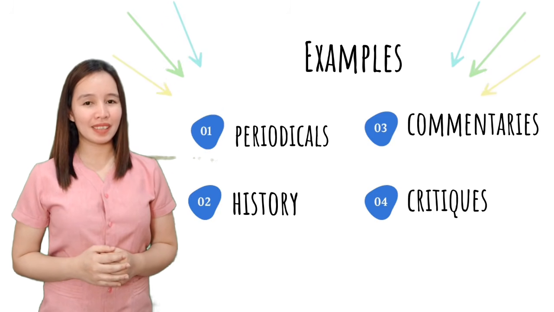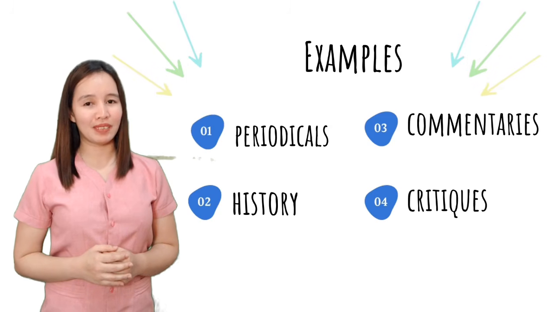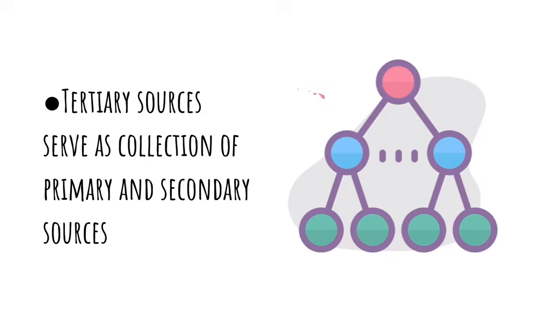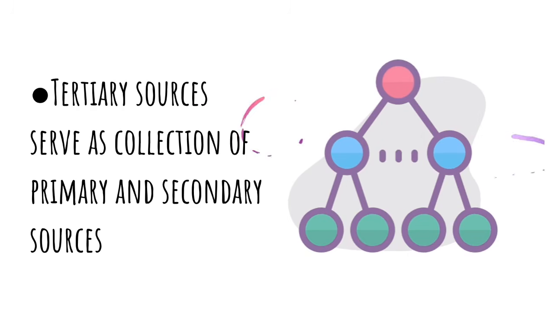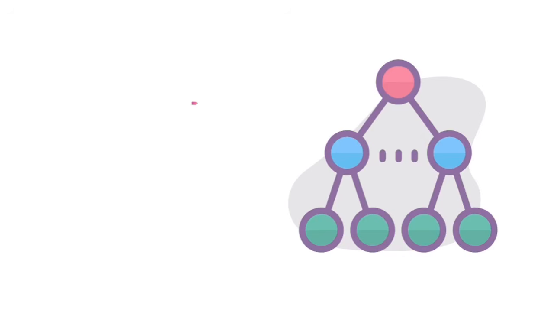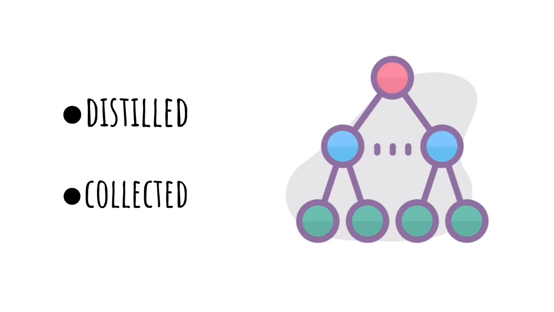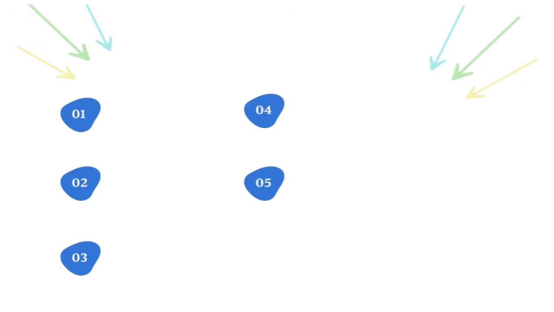Now, let us discuss the last source of information, which is the tertiary source of information. Tertiary sources serve as a collection of primary and secondary sources. Tertiary sources of information contain information distilled and collected from primary and secondary sources. The primary function of tertiary sources of information is to aid the searcher of information in the use of primary and secondary sources of information.